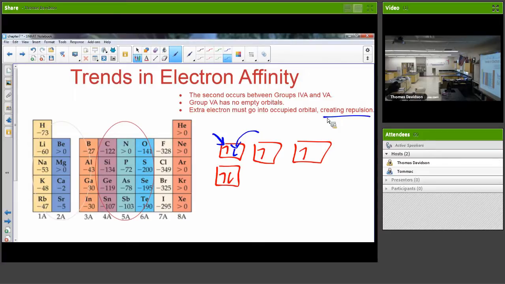Repulsion has a lot to do with a lot of things. But once again, electron affinity is not something that is highly tested or really highly talked about. We talk about ionization energy about 90% of the time, and electron affinity maybe 10% of the time. So don't stress out on affinity.